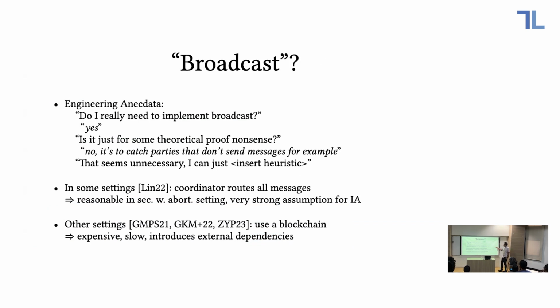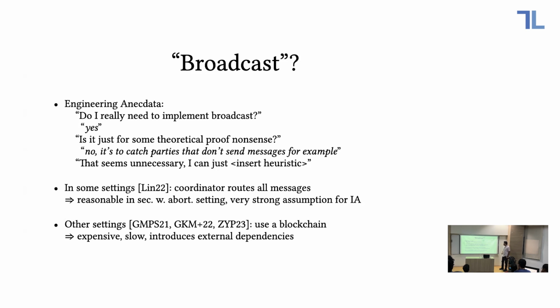Anecdotally, having spoken to a bunch of engineers who've been trying to implement identifiable abort protocols, they either miss it or they ask, do I really need to implement verifiable broadcast? And I say yeah, and then they ask, is it just for something that you need to make some proof go through and so on? And I explain, no, it's basically to catch people who don't send messages. At least it's that. And it seems somewhat unnecessary because there's a whole bunch of heuristics that you can pull from in the real world to catch these kinds of things, like checking server logs or something like that.